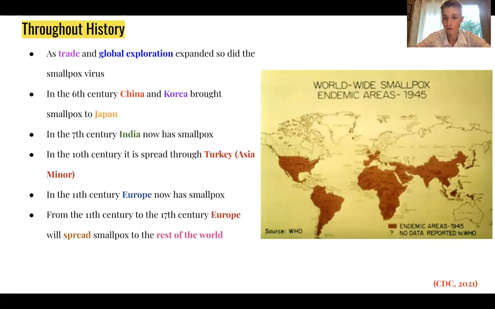And in the 11th century, Europe now had smallpox. And through the 11th century to the 17th century, Europe began to spread it throughout the entire world. And in the 17th century, it made its way to America.